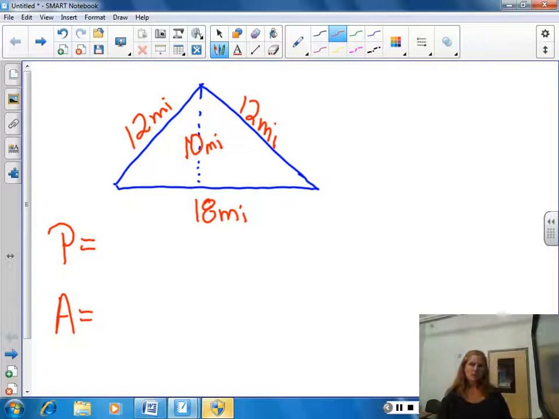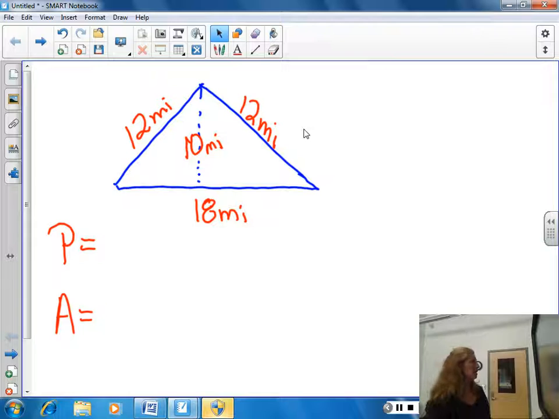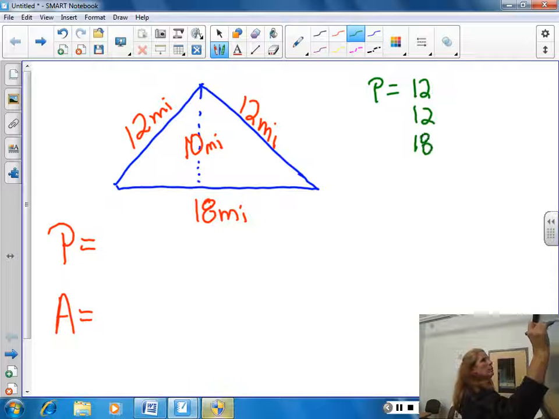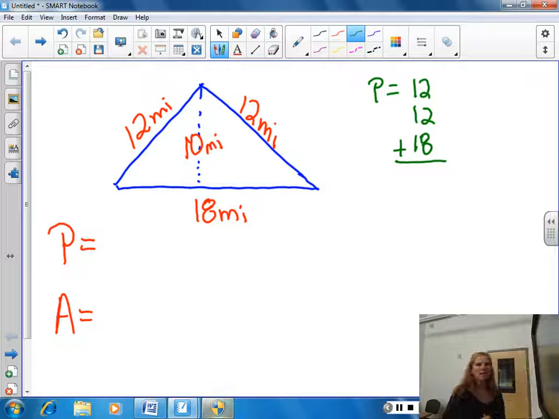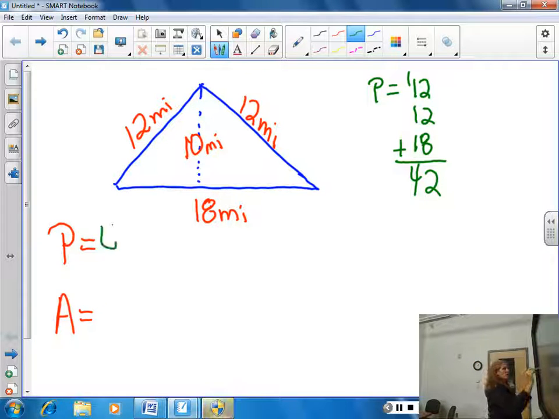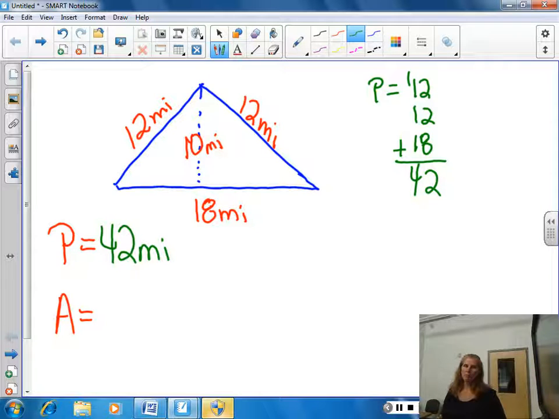The perimeter, the formula is add all sides. So all I'm going to do to find the perimeter is do 12 plus 12 plus 18. I am not adding 10 because 10 is not one of the sides. It's just the height of the thing. So 8, 9, 10, 11, 12. 1, 2, 3, 4. I get 42. That's the perimeter, but not quite because I haven't included the unit, which would be just the miles. Nothing to the second power. When you're talking about perimeter, it's linear units just to the first power.